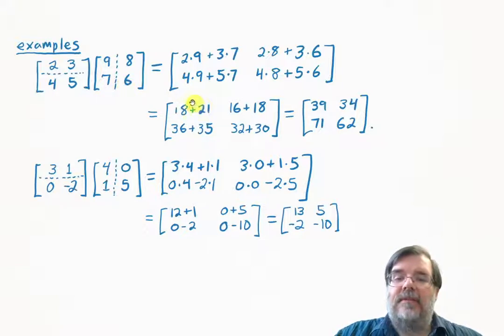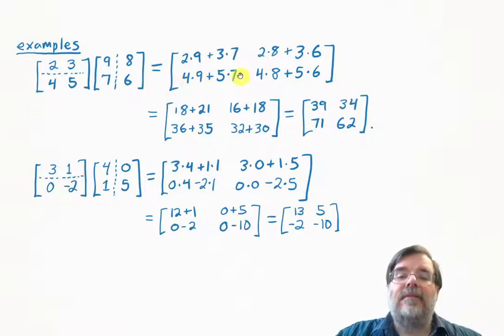For the top left entry, we'll do the dot of the top row times the left column. 2 times 9 plus 3 times 7. That's 18 plus 21, which gives us 39. The top right entry is the top row vector, dot with a right column vector. 2 times 8 plus 3 times 6. That's 16 plus 18, which is 34.